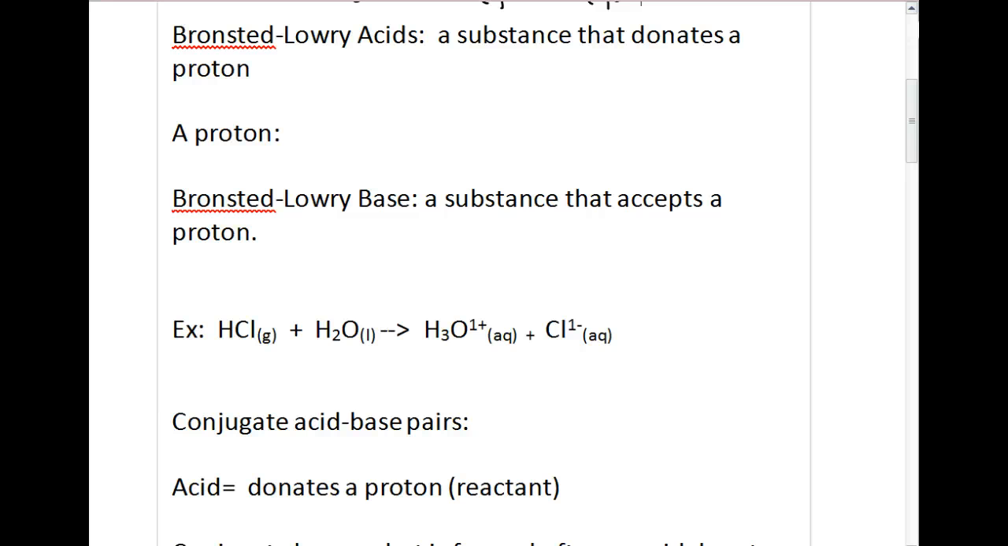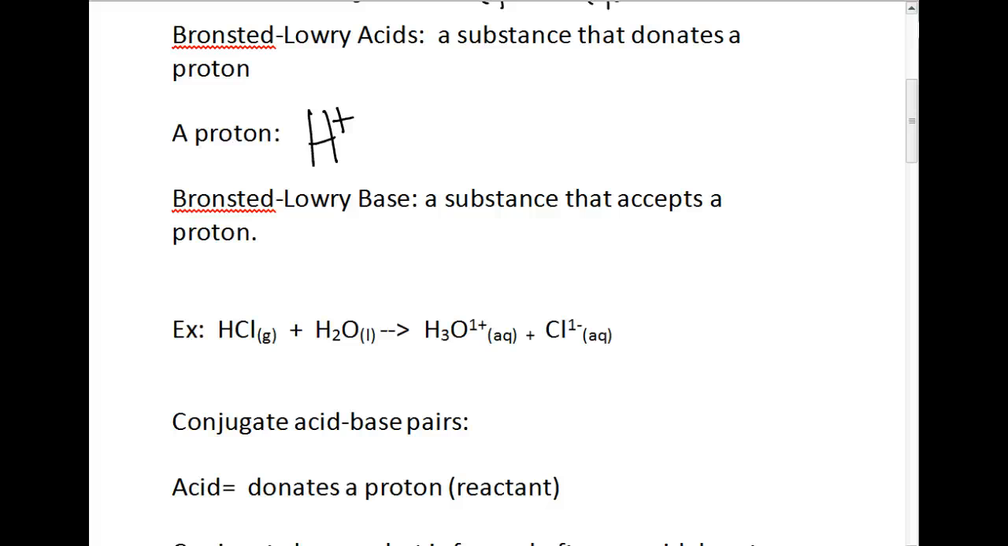A Bronsted-Lowry acid is going to be any substance that donates a proton to a solution. Well, it turns out that a proton is just a hydrogen ion. You see, hydrogen ions, if we remember, have one proton and one electron, and when they lose their one electron to form a 1 plus charge, they become just a proton. Hydrogens don't have any neutrons. So a proton is just a hydrogen ion.